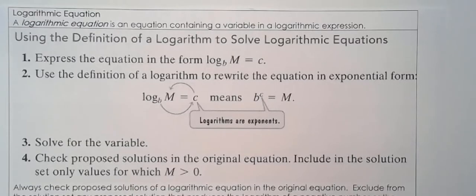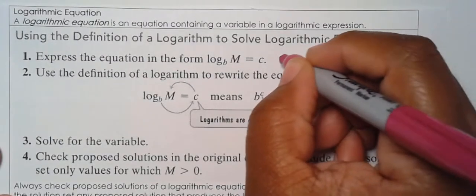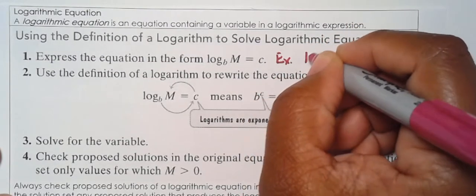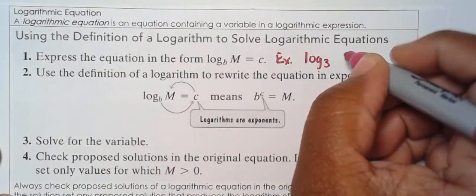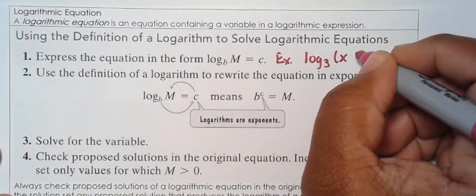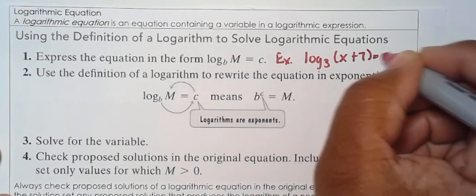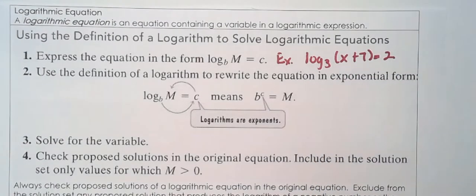Next, we're going to look at how to solve logarithmic equations. A logarithmic equation is an equation containing a variable in a logarithmic expression. Something such as, for example, log base 3 of x plus 7 equals 2. So this is an example of a logarithmic equation.